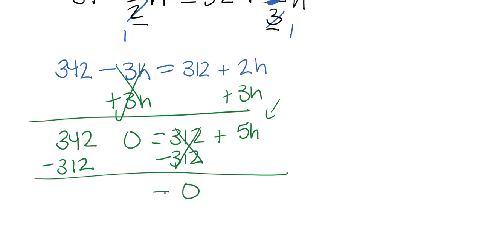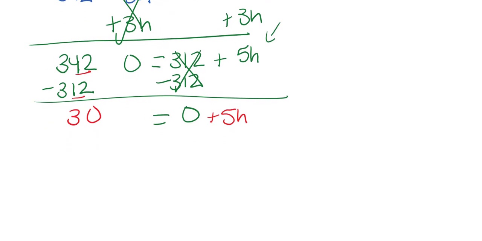This will become 0. So we have 342 minus 312. 2 minus 2 is 0. 4 minus 1 is 3. 3 minus 3 is 0. And then on this side we have 5h. Now I just did this by subtracting it without the calculator because it was pretty easy, as it had the 12 and this 42. So you can always get the calculator out as well.